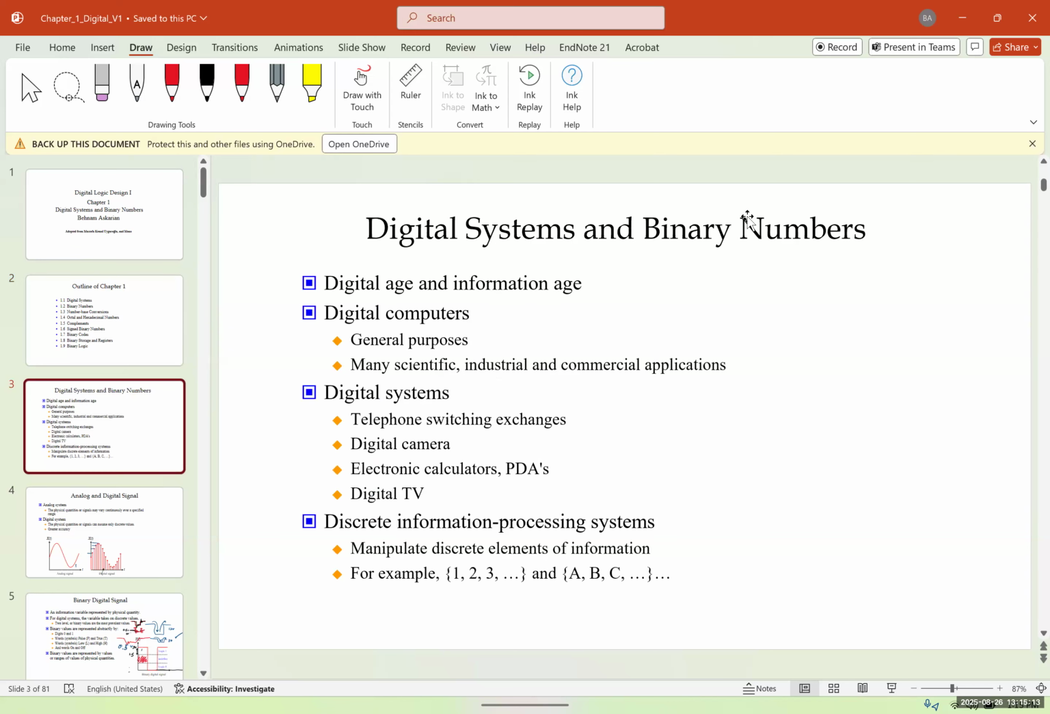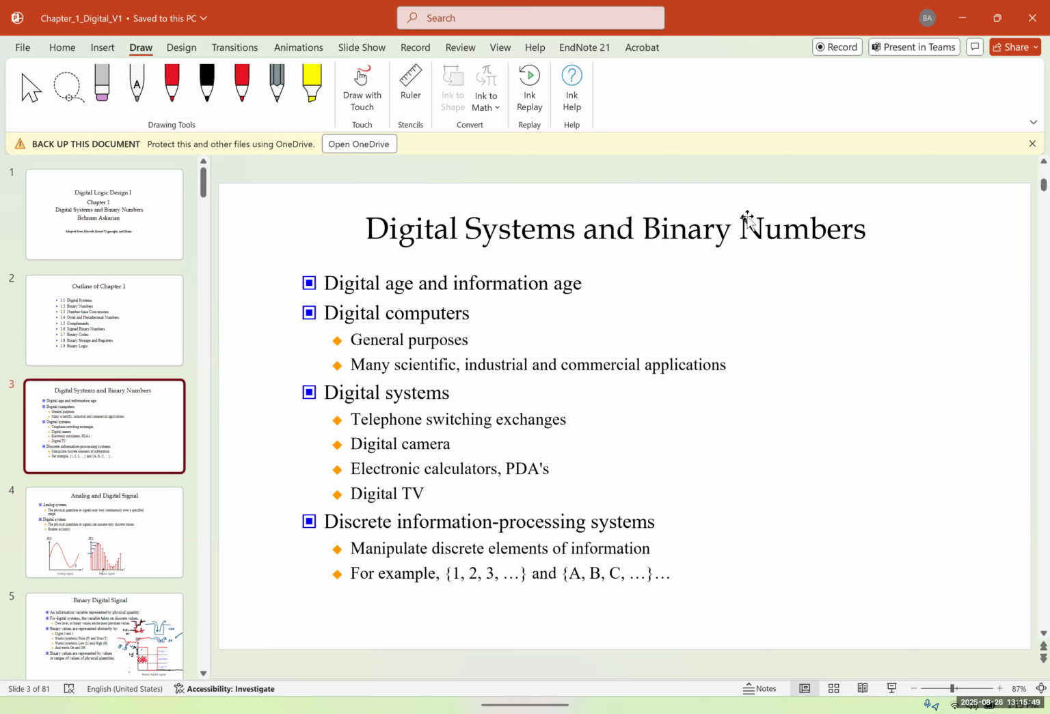Okay. So what is a digital system and what are binary numbers? We are in the digital age and the information age. Digital basically means it's comprised of digits. So we have discrete signals and we have continuous signals. Sometimes digital circuits are also called discrete signals, because they are not continuous like analog signals. So we have analog and digital, and I'll explain the difference between them.